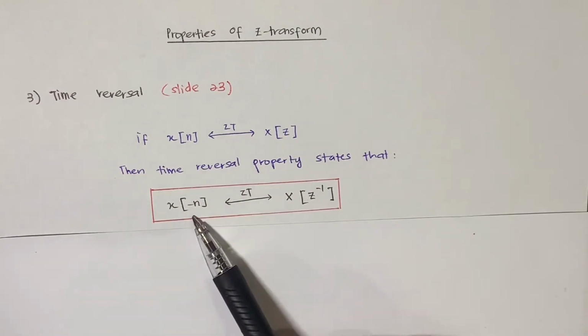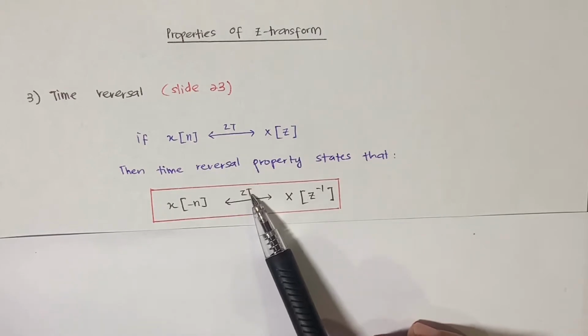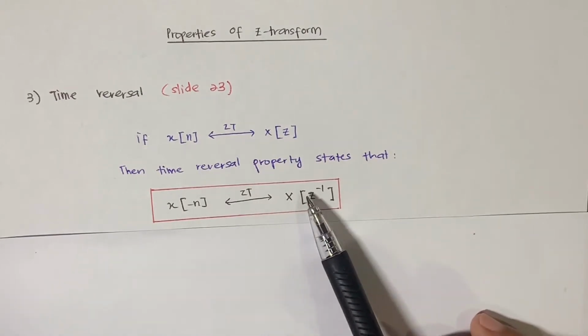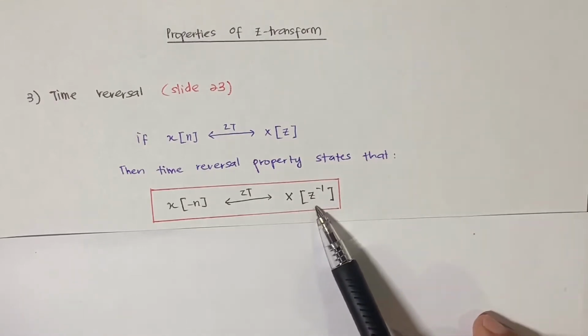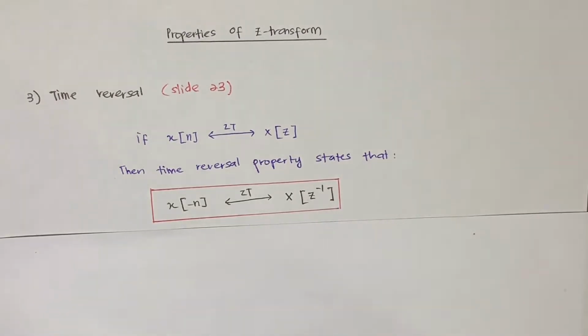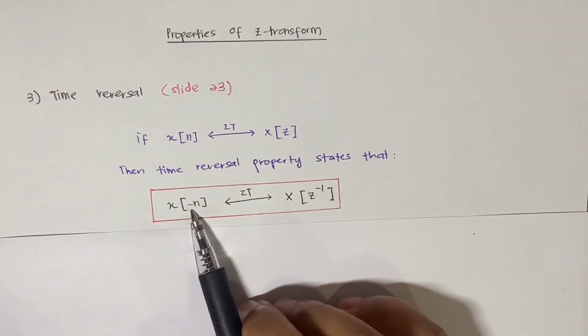x[-n], by performing Z transform, you will get X(z^-1), which is inverse Z transform. Okay. What is the meaning of negative n?